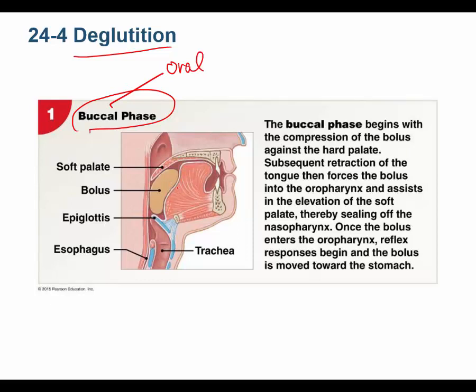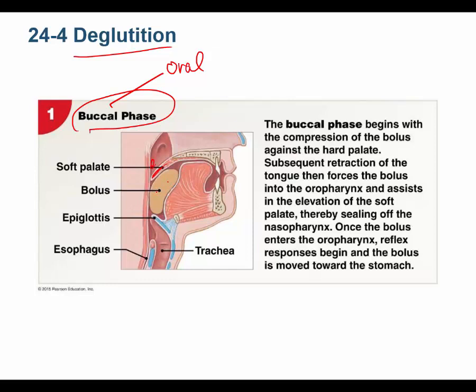So the buccal phase. This is when the food presses against your soft palate and pushes the soft palate up and occludes your nasopharynx and your nasal cavity. So your nasopharynx would be right here, and this soft palate occluded it. So now your tongue's pushing the bolus of the food back into your oral pharynx.